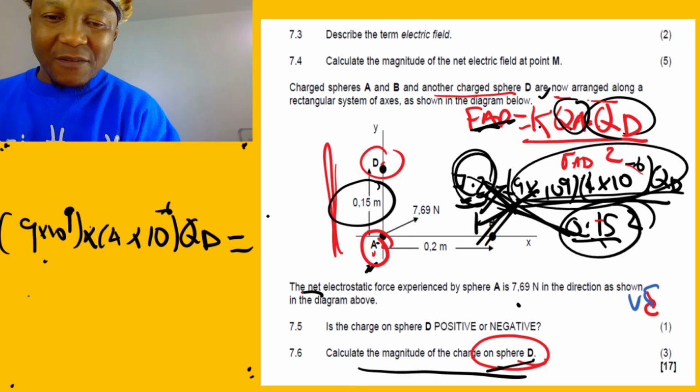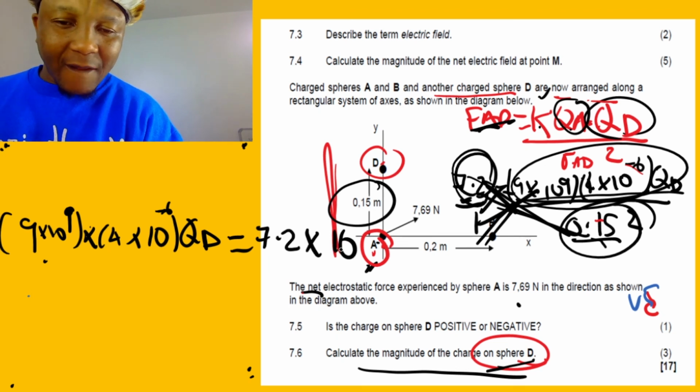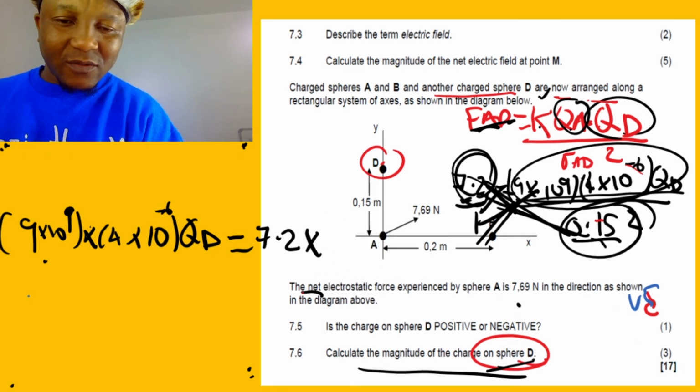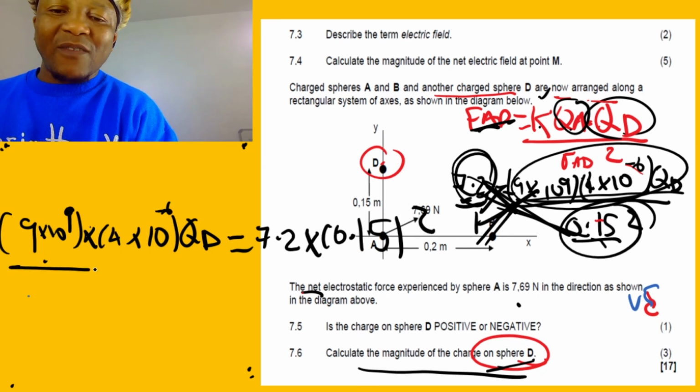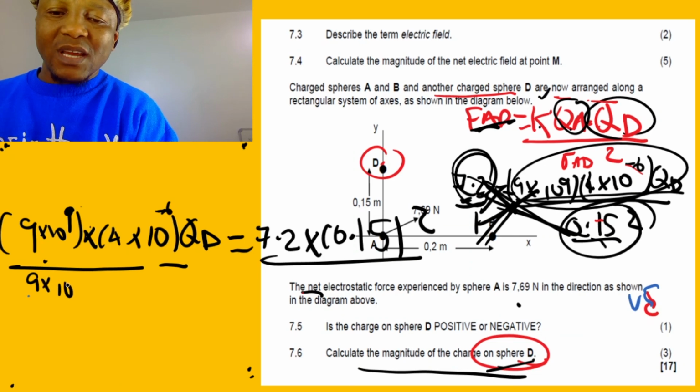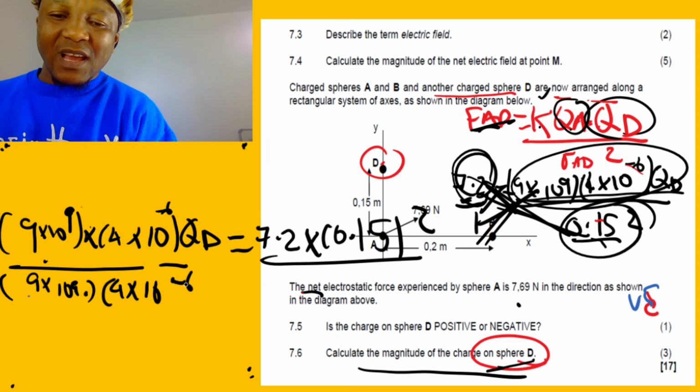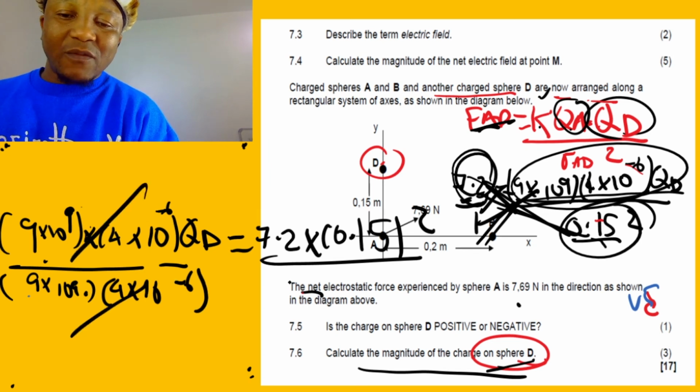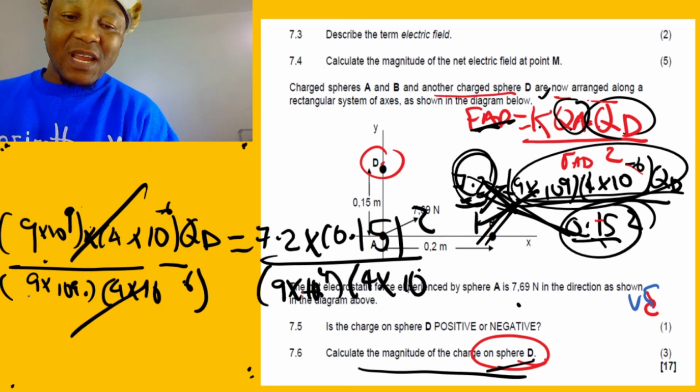Now 7.2 times, no, it's not 10. Oh, what am I doing? Times what? 0.15 squared. So I can simply divide here and divide there by this one here, which is 9 times 10 power 9 times 4 times 10 power negative 6. This and this cancel, and now we divide by the same thing here, 9 times 10 power 9 bracket 4 times 10 power negative 6.